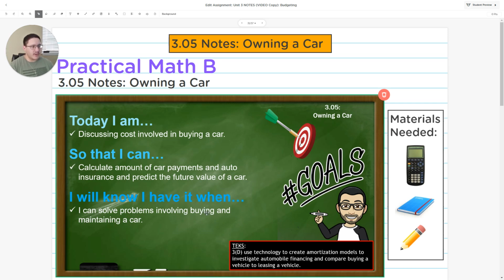The specific technique we're looking at for today's lesson is 3D. Use technology to create amortization models to investigate automobile financing and compare buying a vehicle to leasing a vehicle.